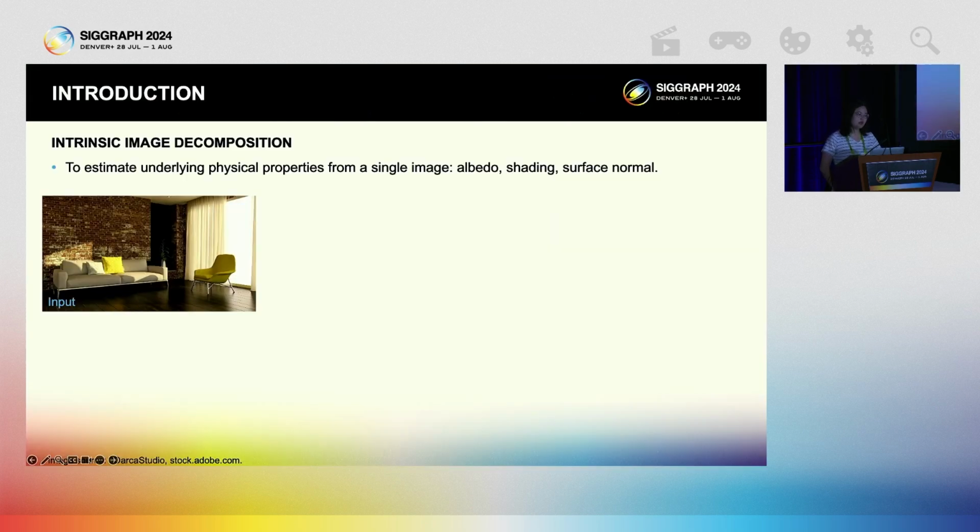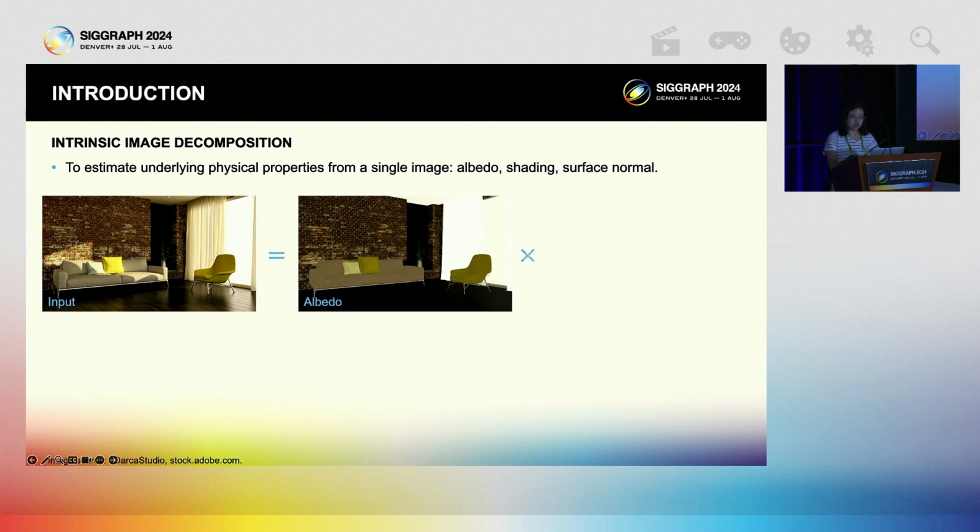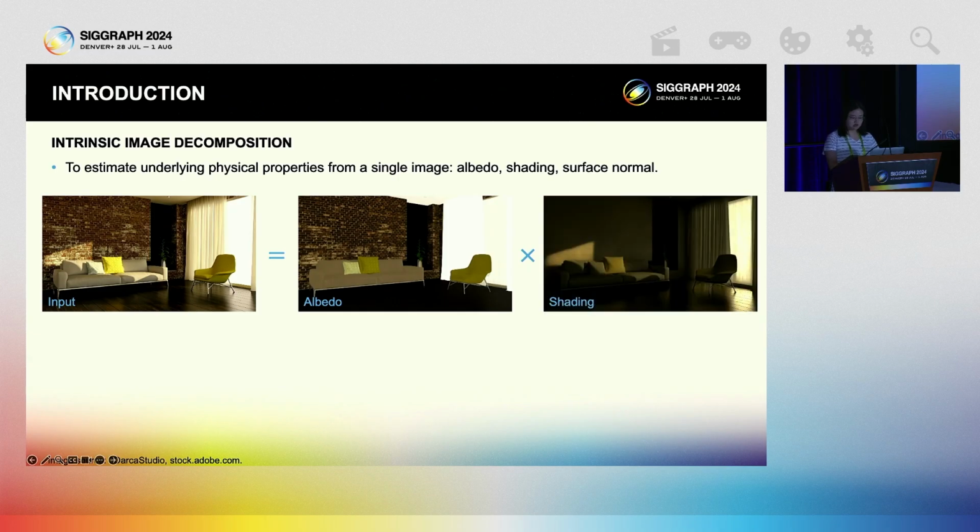Let's begin with a brief introduction to intrinsic image decomposition. This is a technique to estimate physical properties from a single input image. The decomposition can be formed in different ways. In our work, we choose a popular one and assume the scene is pure Lambertian. For a Lambertian scene, the input image is decomposed into an albedo image multiplied by a shading image. Our work also estimates surface normals.